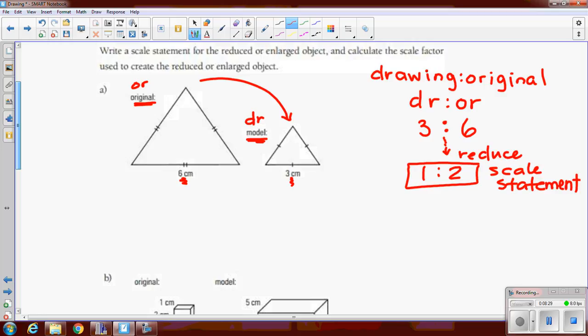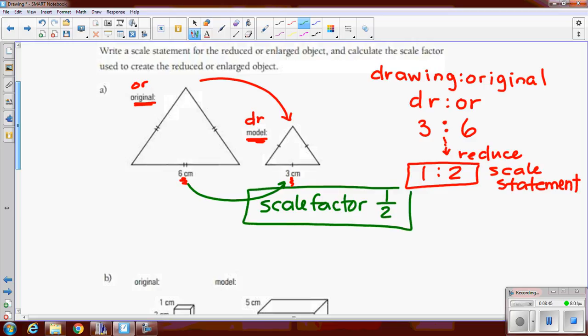Which means my scale factor, we're saying if I knew my original diagram and I needed to get this number, what do I multiply by? Well, the scale factor is close to the ratio, it's just 1/2. So if I was to multiply 6 by 1/2, I'd get 3. That's my scale factor. So there is a connection between these two. And remember, the scale statement had the same units on it, the 3 to 6 or the 1 to 2.